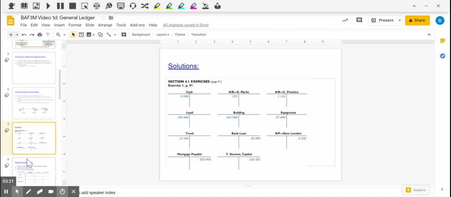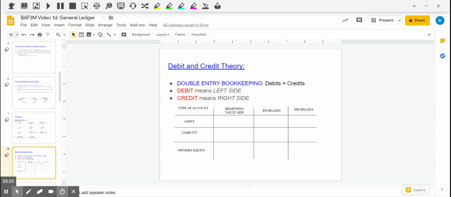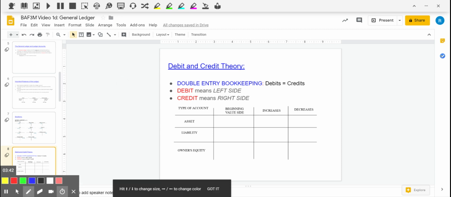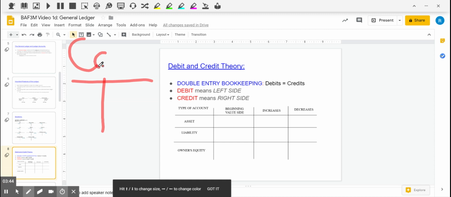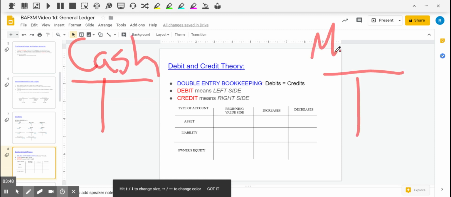I'll come back to this in just a second to show you how that works. But this is an introduction to something called double entry bookkeeping. A couple of you have been asking, you've heard the terms debits and credits before in accounting, and I said we're going to get to it soon. Well, this is that time. Debit means the left side of a T account. Imagine any T account. It could be cash, or it could be mortgage payable.